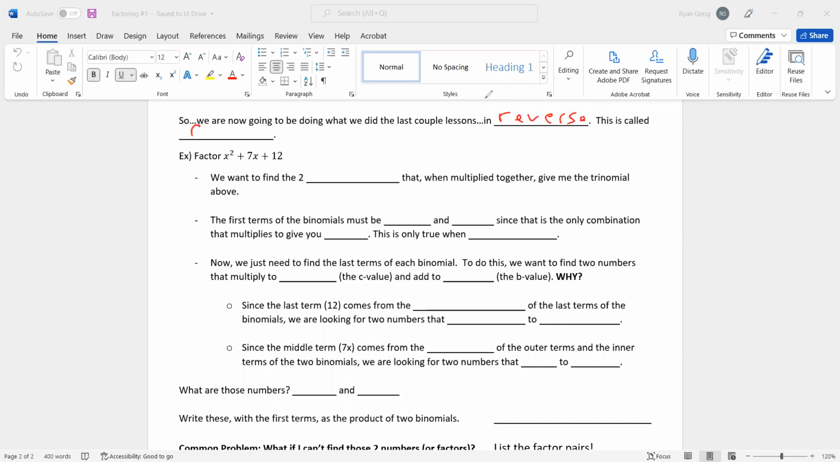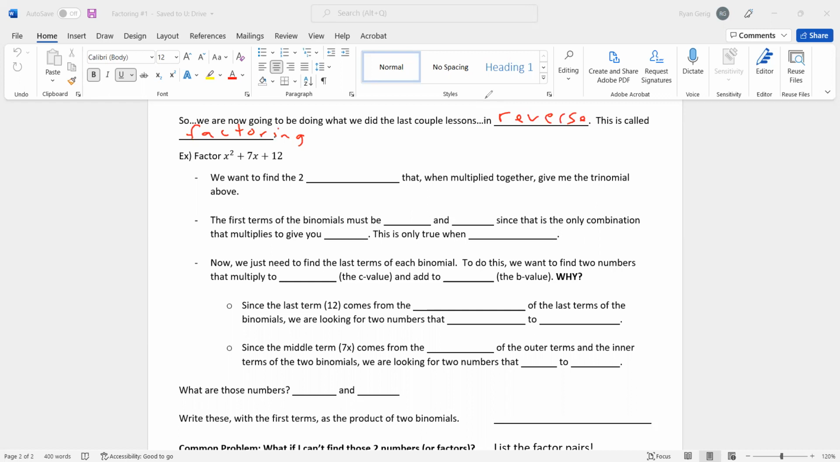This is called factor. So factor x squared plus 7x plus 12. That's what you're going to see. Now, you're not going to see all these words after it. You're just going to have factor that, and you should know what to do. But all these words are explaining the process and the shortcuts and why the shortcuts work. That's the key, why they work.